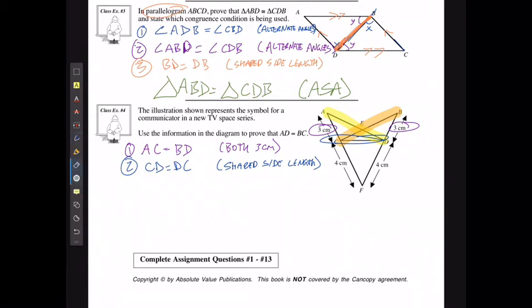I also know that the angle A to C to D, so the angle going from A to C to D here, this angle, is going to equal the angle of B to D to C.